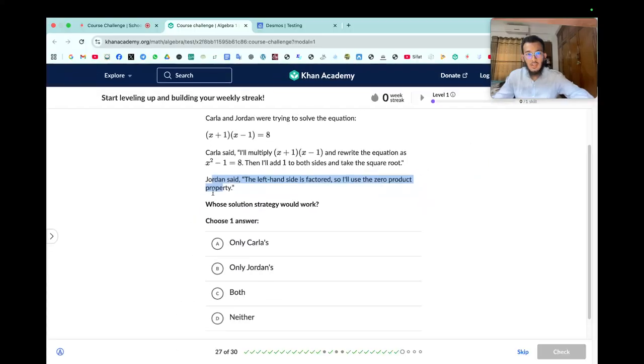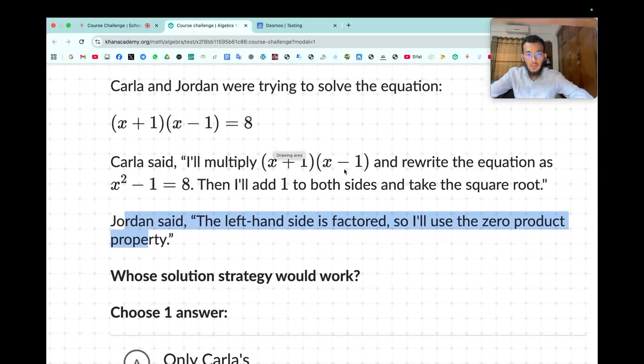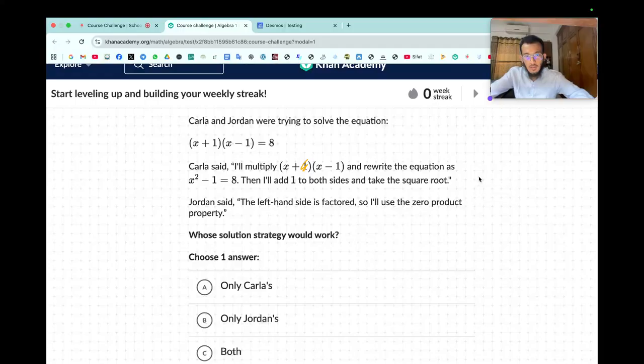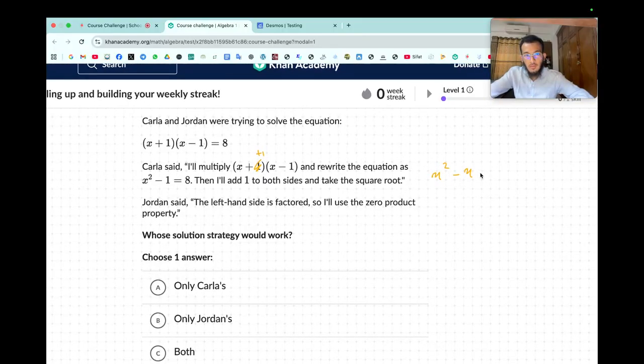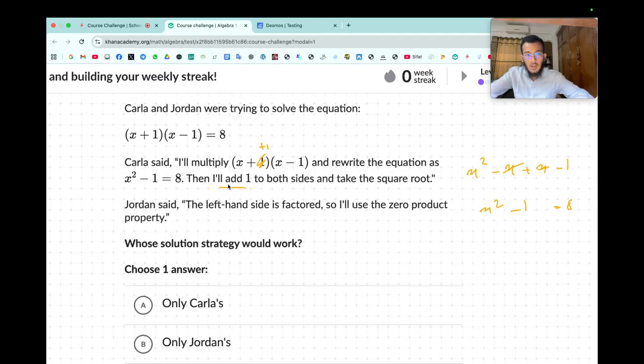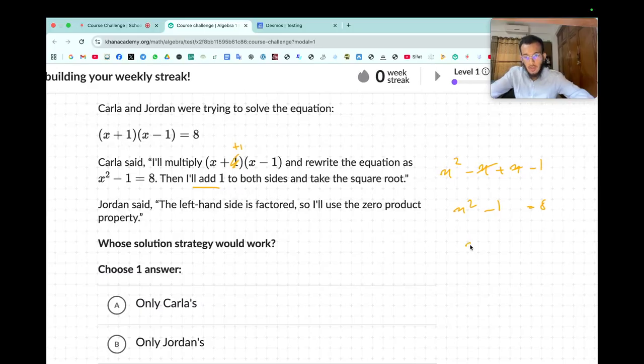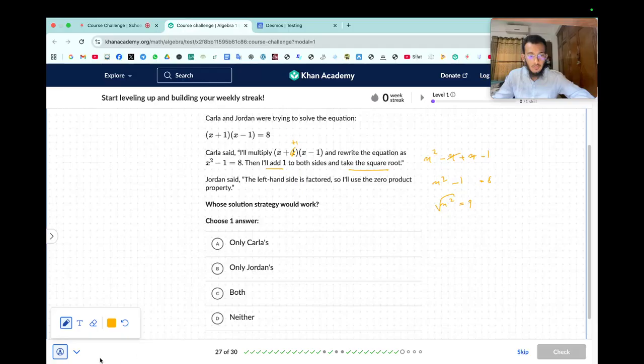And regarding Carla, let's see whether she's right or not. So if we multiply this out, we have x times x squared, and we have positive 1 multiplying with that, so positive x, negative 1, so you have x squared minus 1 equals 8. Yeah, you can rewrite this. Then she said, then I'll add 1 to both sides, so basically x squared equals 9, and then you need square roots. Yep, this is the only way possible. So only Carla is correct.